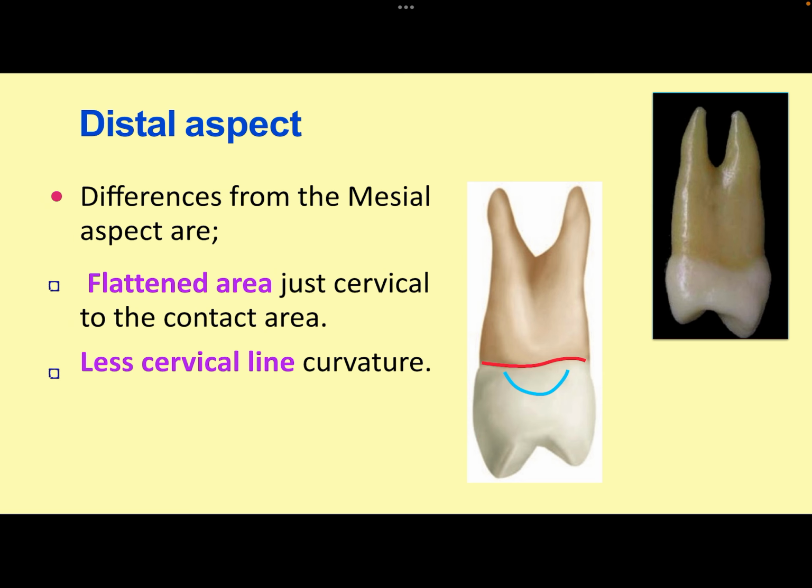So next, about the differences from the mesial aspect for distal. On the mesial we have seen the mesial developmental depression on the crown surface cervically, but in the distal aspect we will not be able to see any such depression. A flattened area just cervical to the contact area can be seen, and the cervical line curvature is 0, whereas mesially we have seen around 1 mm of curvature, but distally there is less cervical line curvature.